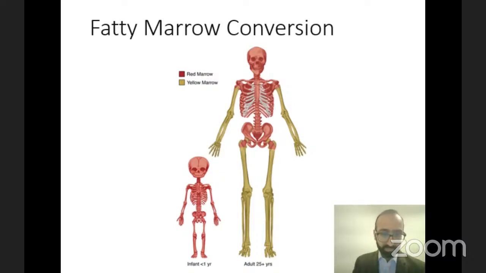The main principle is that in an infant, almost the entire skeleton, axial and appendicular, has red marrow, apart from the tips of the terminal phalanges. They have fatty marrow at birth. And eventually you're going to get to an adult pattern where the red marrow is essentially located in the axial skeleton. But again, red and yellow marrow are not mutually exclusive. What we're talking about is a predominance of red versus yellow marrow, as seen in those images.